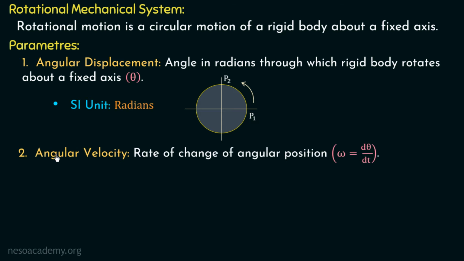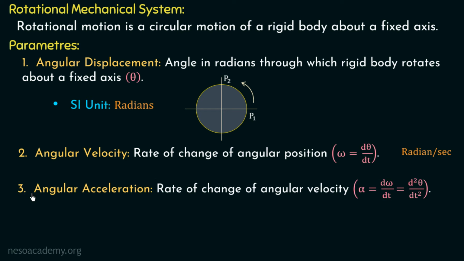We will now move on to the second parameter, which is angular velocity. It is defined as the rate of change of angular position or angular displacement of a rigid body if it is undergoing a rotational motion. The angular velocity is represented by the letter omega, and it is equal to the rate of change of angular displacement with respect to time. The unit of angular velocity is radian per second.